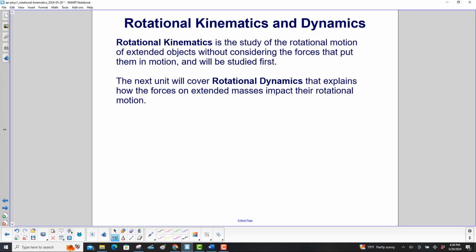Rotational kinematics is the study of the rotational motion of extended objects without considering the forces that put them in motion, and will be studied first. The next unit will cover rotational dynamics that explains how the forces on extended masses impact their rotational motion.